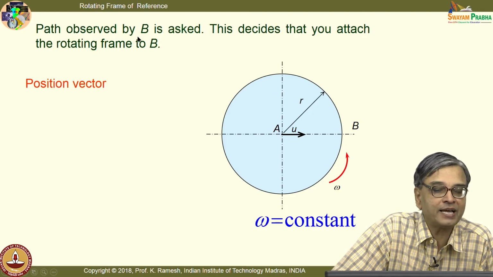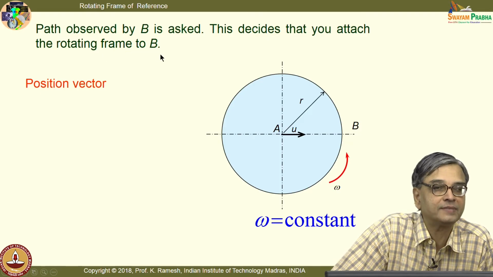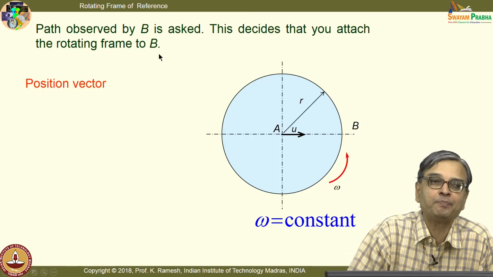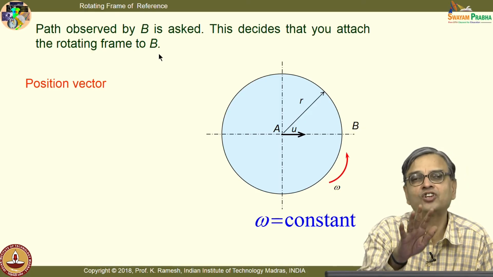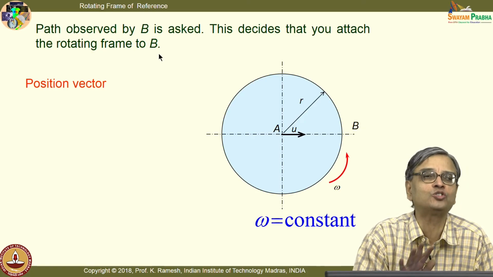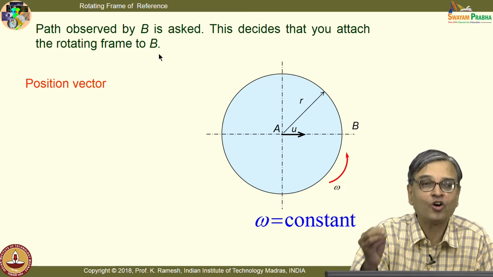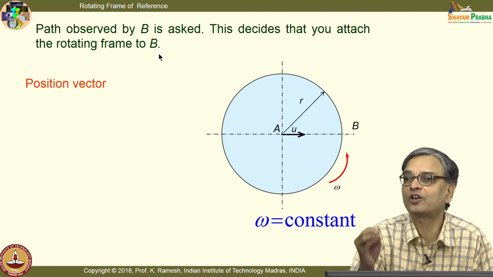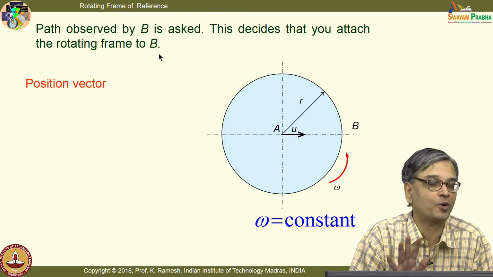So, the path observed by B is asked, so this decides that you attach the rotating frame to B. Is the idea clear? See, I have taken pains to explain to you in various different ways how to identify a fixed frame of reference and how to identify a rotating frame of reference. The moment you identify these, the rest of it is simple algebra which you are masters at. The thinking part is only on the selection of the fixed frame of reference and rotating frame of reference. You should not rush at that stage of solving the problem.